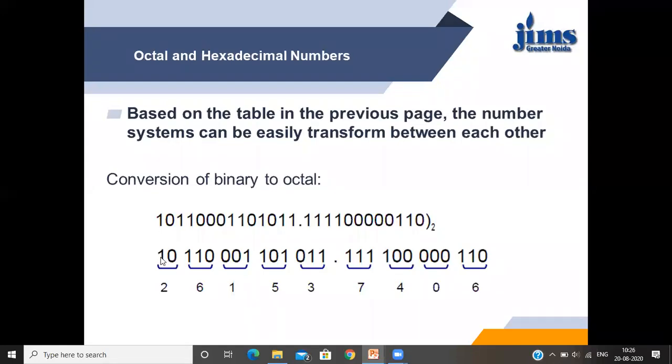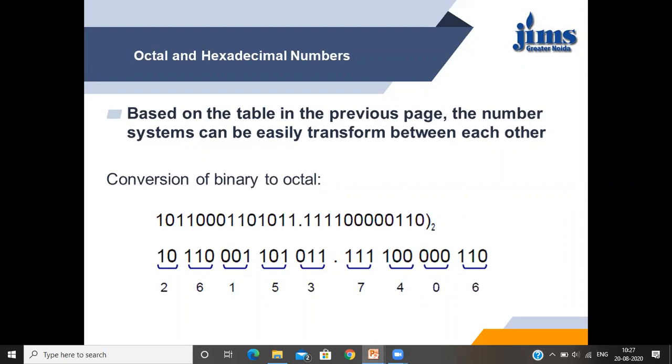Then 0, 1, 0 is 2, 1, 1, 0 is 6, 0, 0, 1 is 1, 1, 0, 1 is 5, 0, 1, 1 is 3, 1, 1, 1 is 7, 1, 0, 0 is 4, 0, 0, 0 is 0, and 1, 1, 0 is 6. So this particular number is equivalent to 26153.7406. In this manner, we can convert any binary number to an octal number.